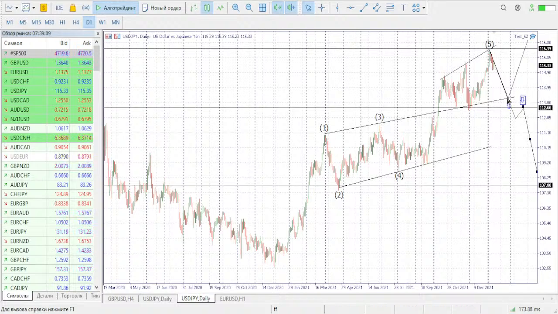And if there is no move in this direction, then you're supposed to look for a buy when the price touches this trend line or this line here.